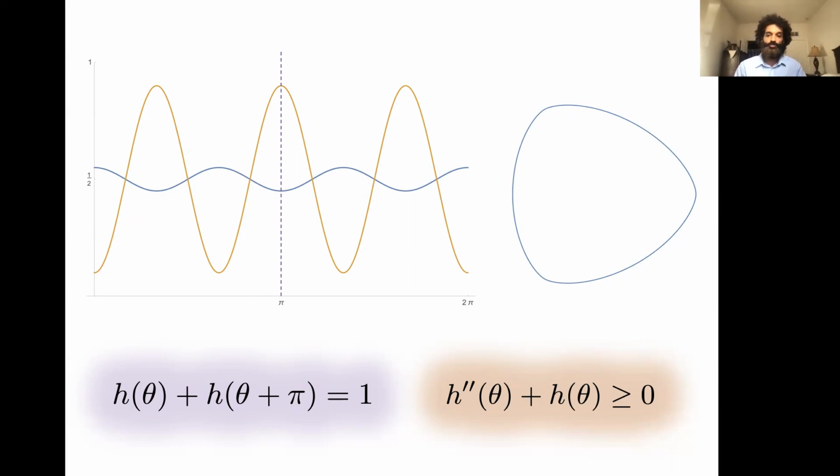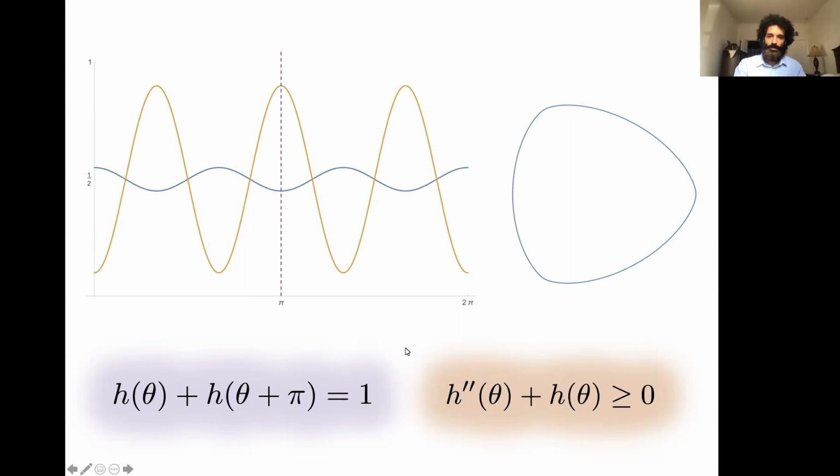Okay, so these are two constraints. Any 2π periodic function that satisfies this one on the left and this one for all but finitely many points corresponds to a curve of constant width, and that's just something that we will keep in mind. Okay, so that's a little course on the support function.